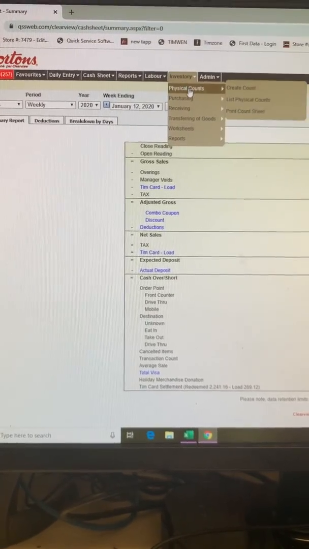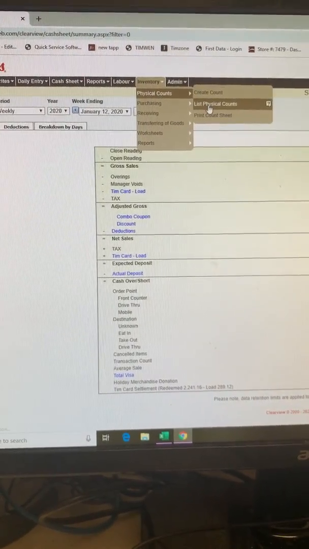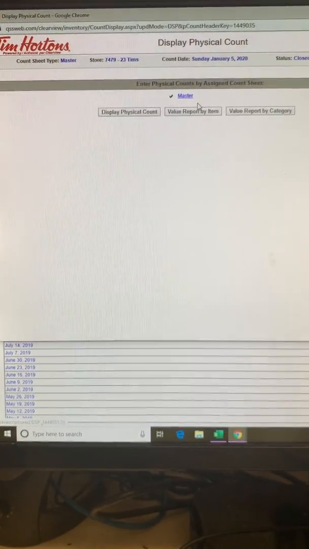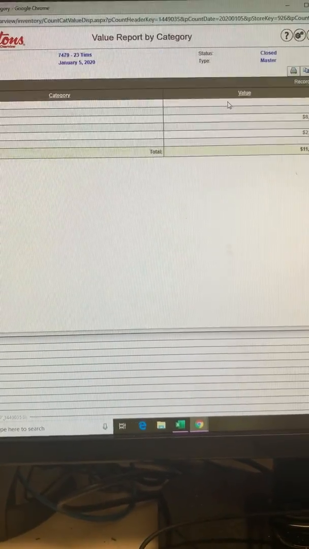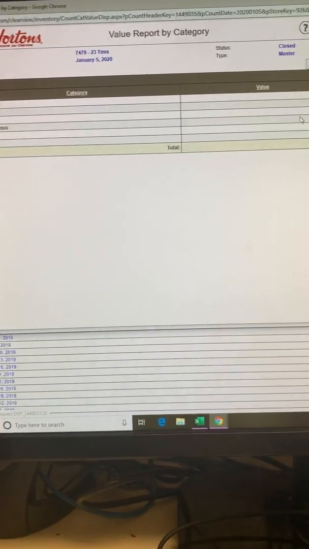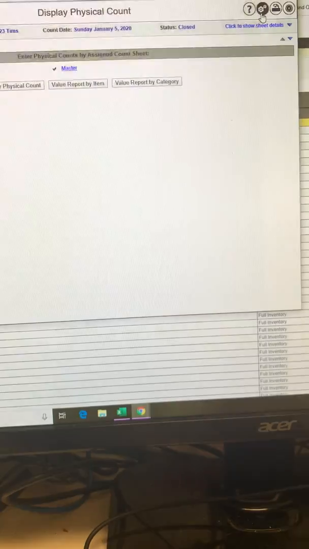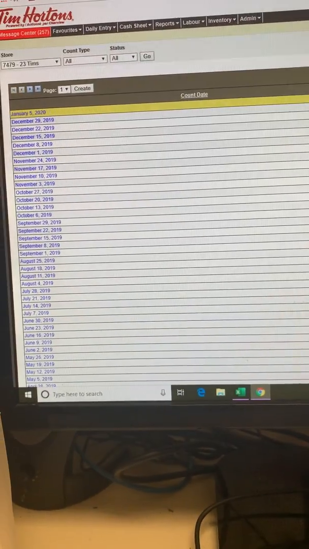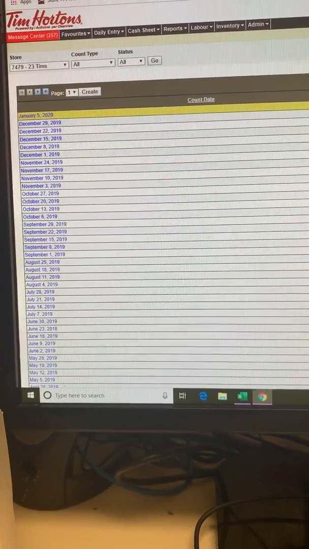One thing I did forget, when your counts are closed out for the week, you click on your count, value report by category, you print this page, and you staple that page to your 2 truck orders for the week. That's what gets turned in.